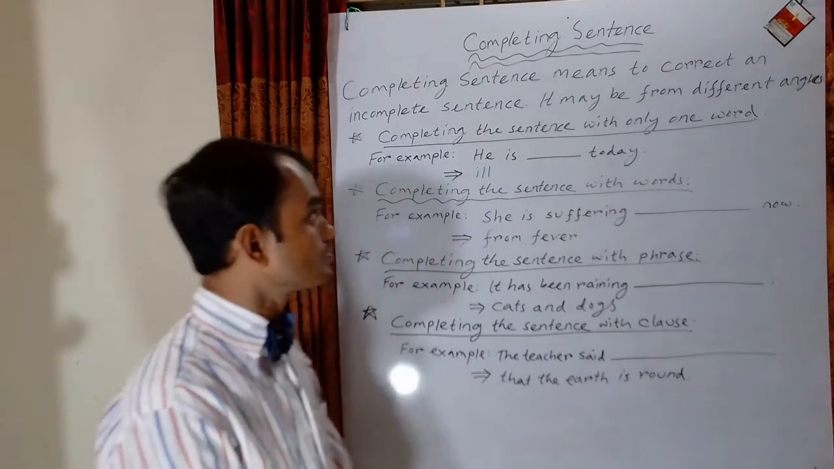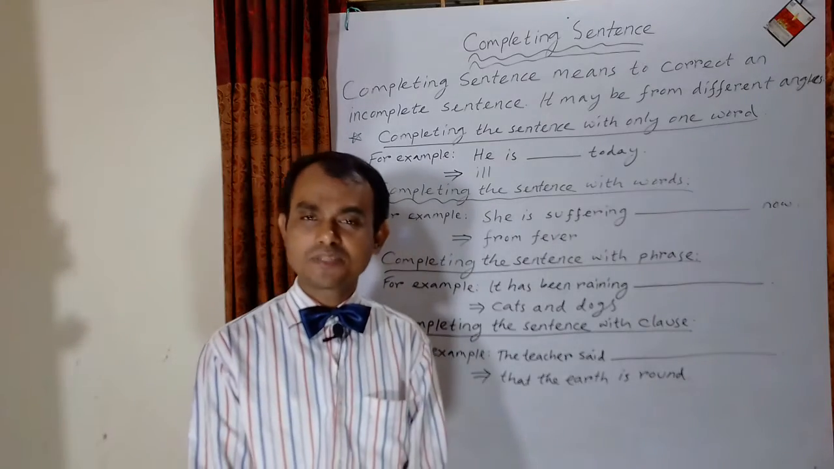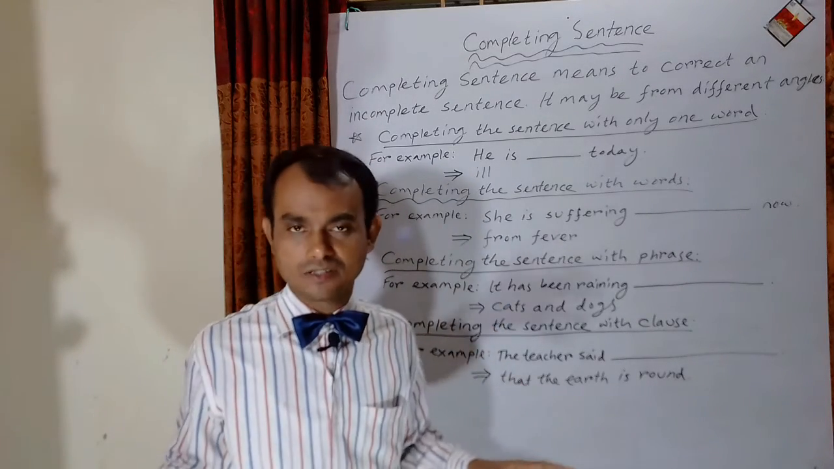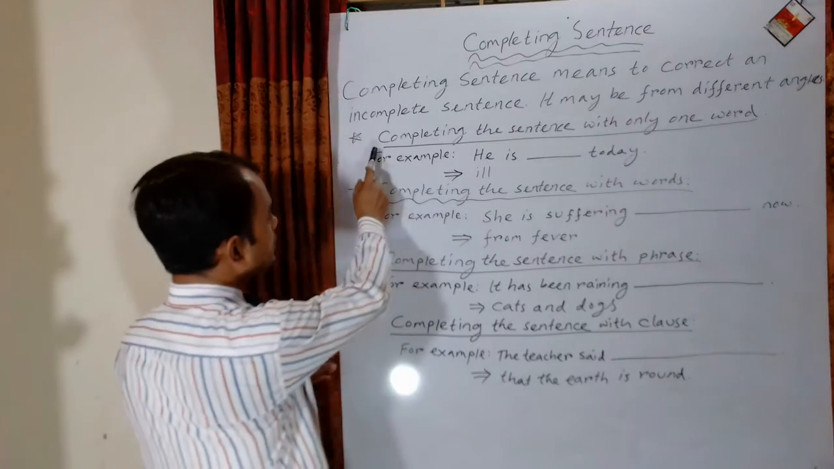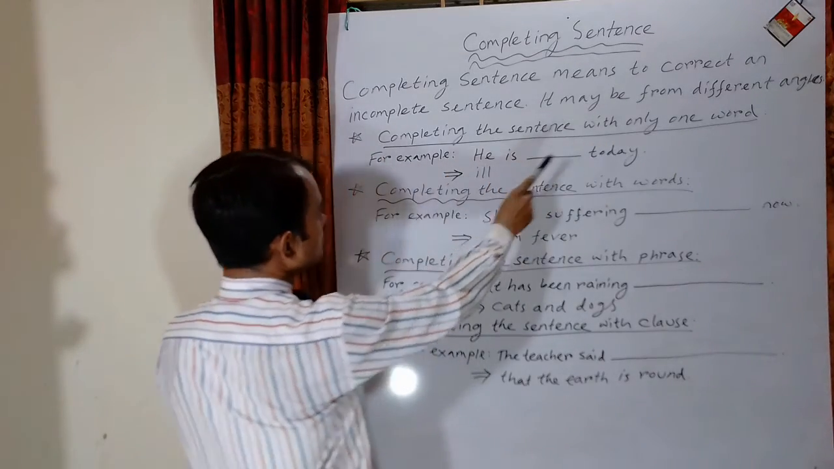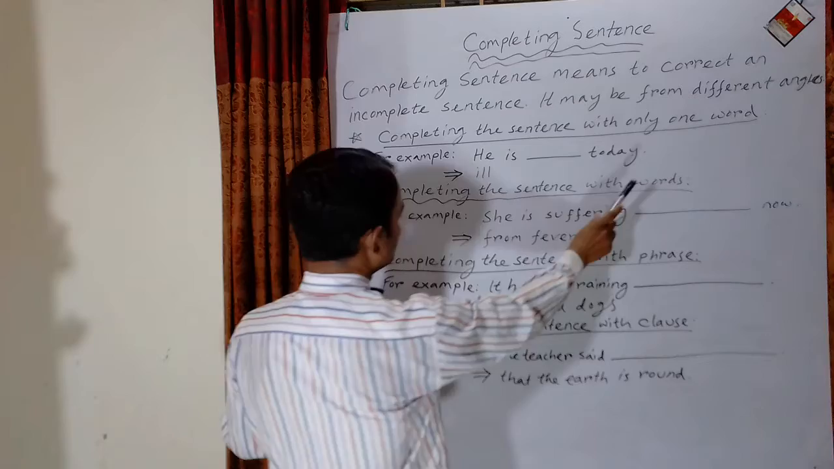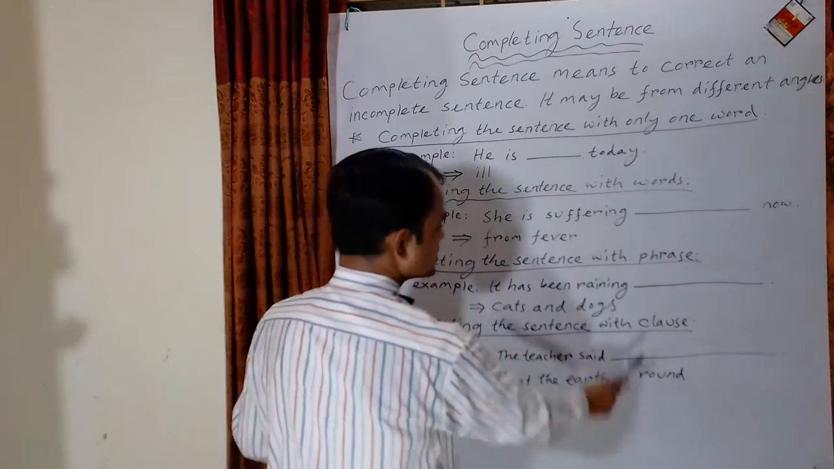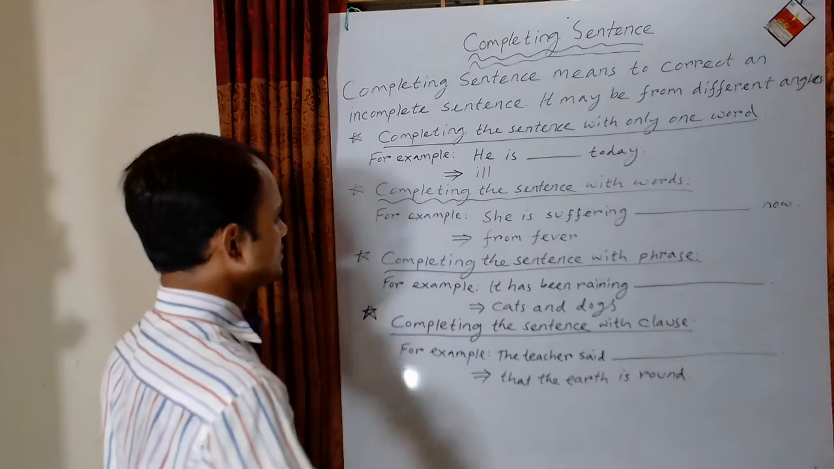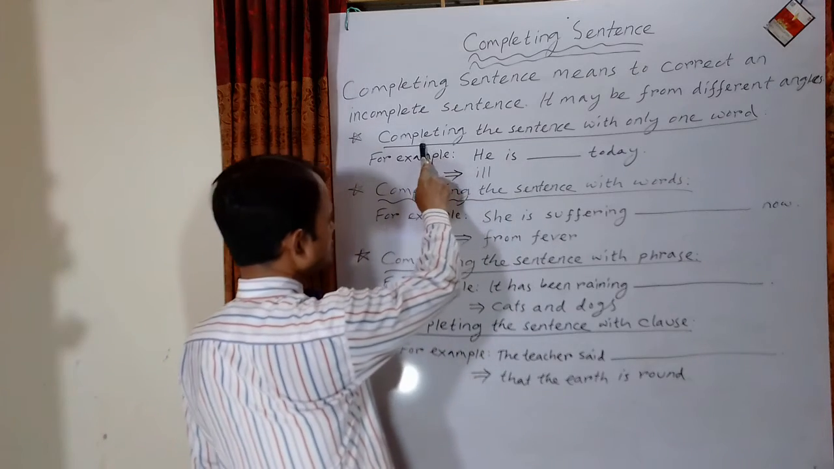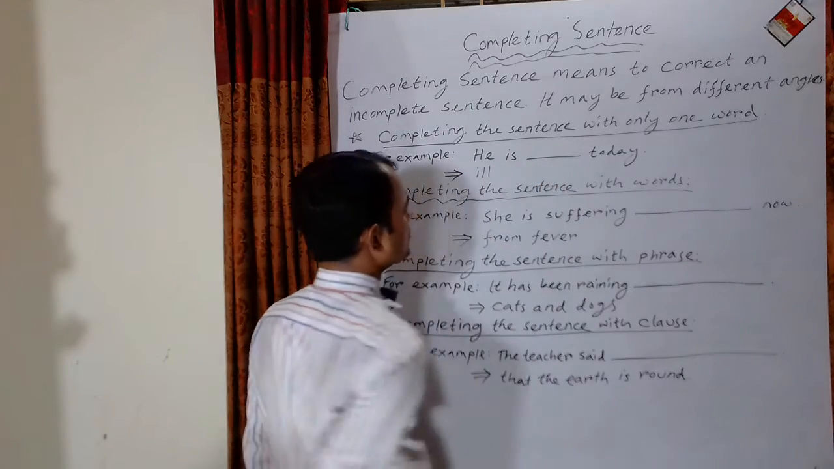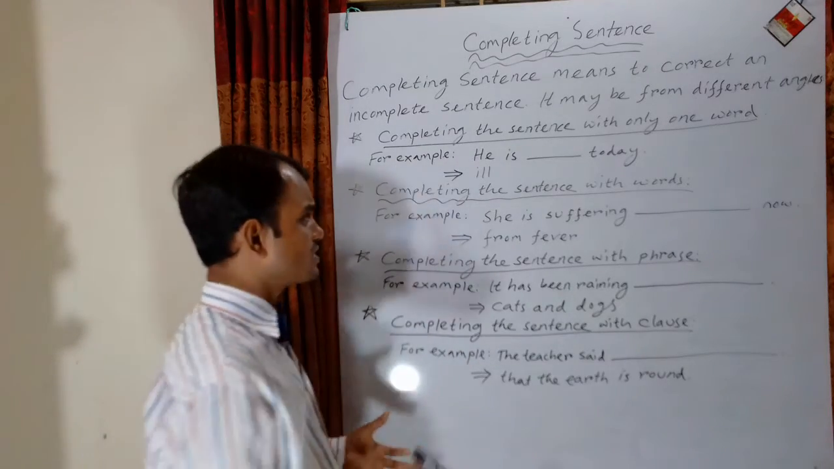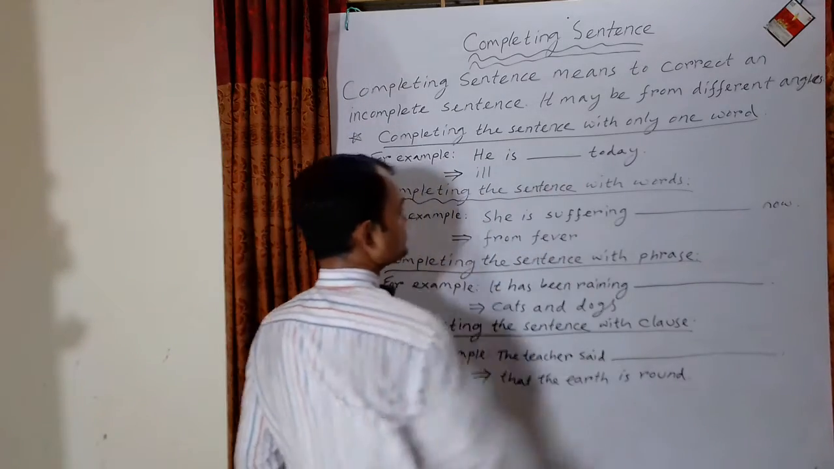Dear students, completing sentence means to correct an incomplete sentence. It may be from different angles. The four angles: completing the sentence with only one word, completing the sentence with words, completing the sentence with phrase, completing the sentence with clause. Whenever you are asked to complete a sentence with only one word, you must use only one word, not more than that. He is dash today.